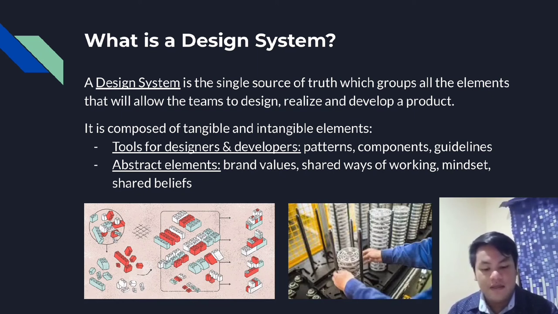The fundamental purpose of a design system is to facilitate the work of the teams. It is composed of tangible and executable elements: tools for designers and developers, patterns, components, and guidelines. And abstract elements: broad values, shared ways of working, mindset, and shared beliefs.